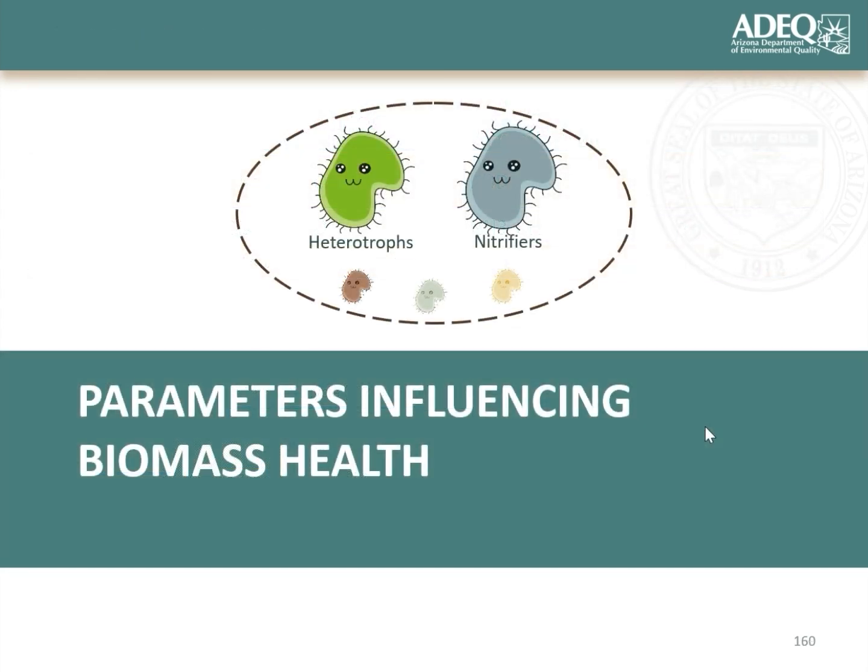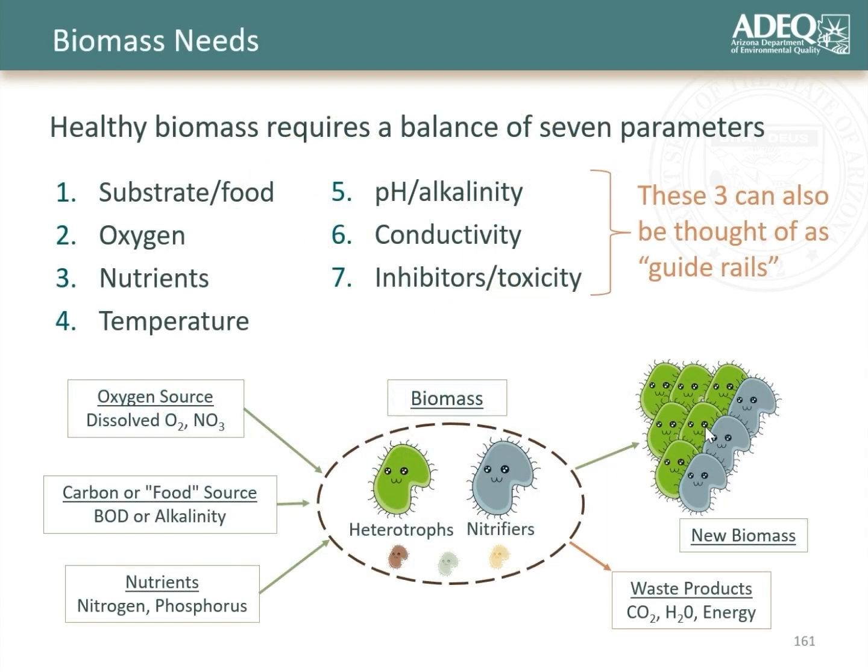So the next few slides, we're going to talk about the parameters that influence biomass health that you need to think about when operating your systems. We've got 7 primary ones that we're going to focus on that are important for the bacteria to make sure that they are happy and operating well. Number 1 is food or substrate, as we call it. Obviously, bacteria need food to be able to grow, so that's important. Number 2 is oxygen. With the exception of the anoxic zones, oxygen is required for any of the metabolisms that are needed for the wastewater to be treated by the bacteria.